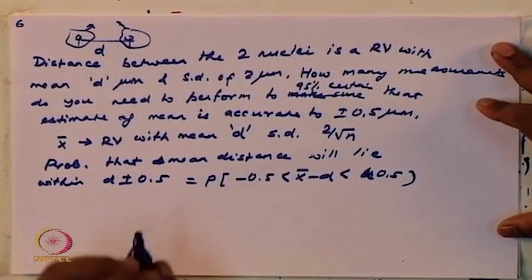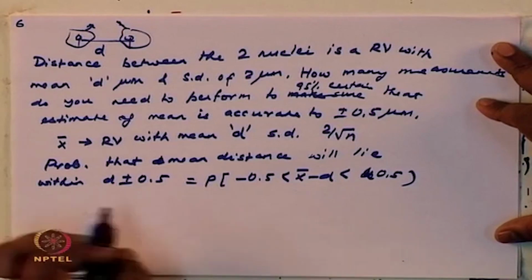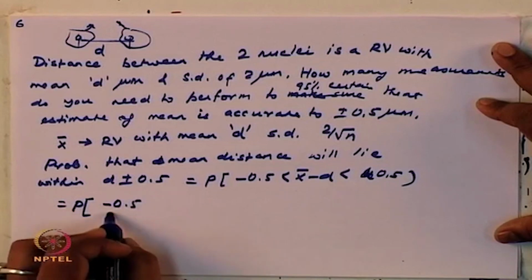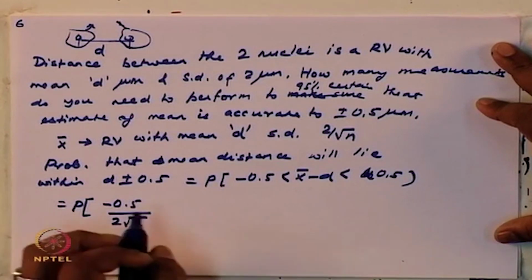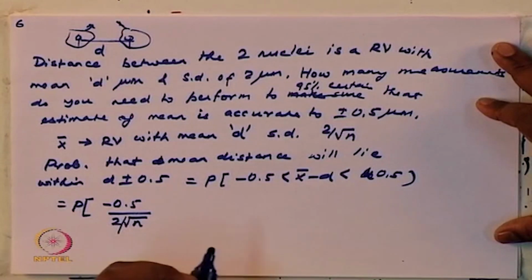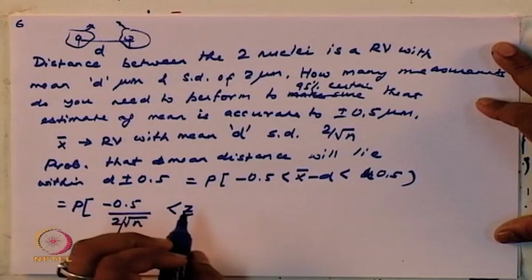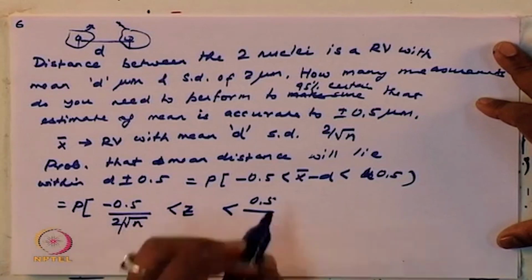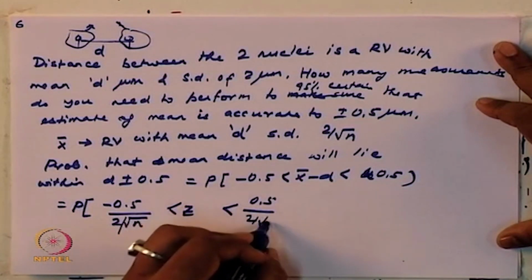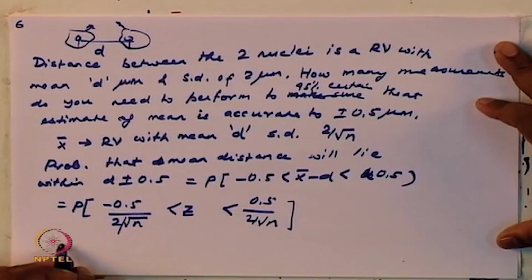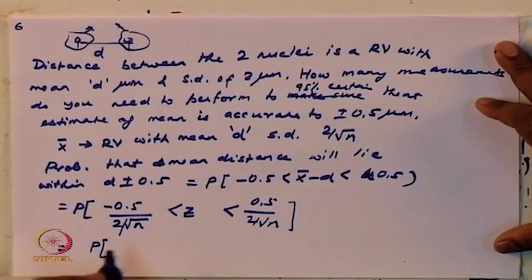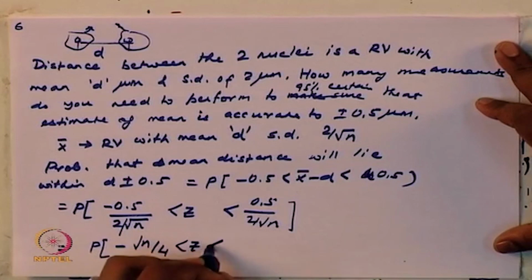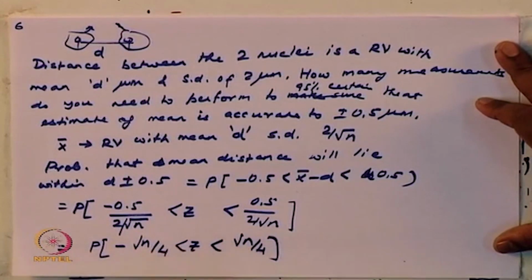I can convert this into the standard normal variable. So, this is the same as the probability of minus 0.5 by 2 by root n, less than z, less than 0.5 by 2 by root n, and this is equal to the probability of minus root n by 4 less than z less than root n by 4.